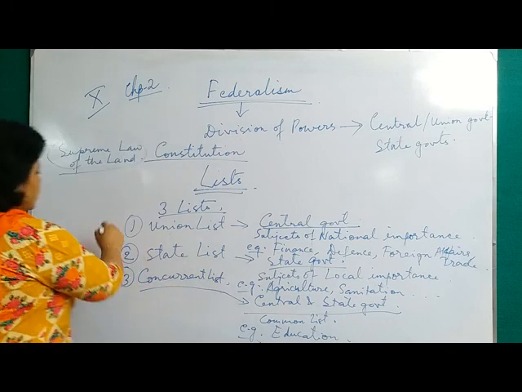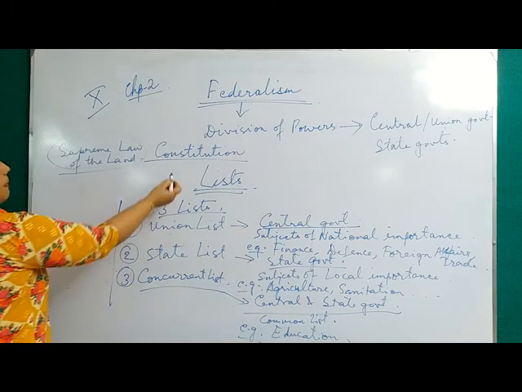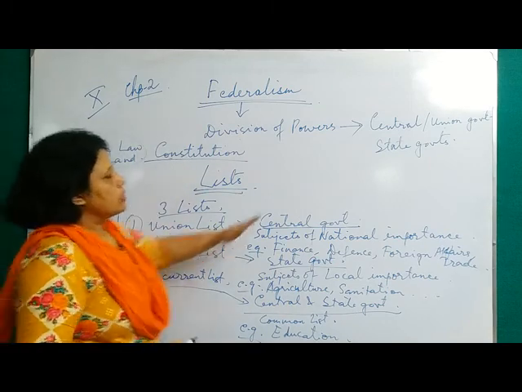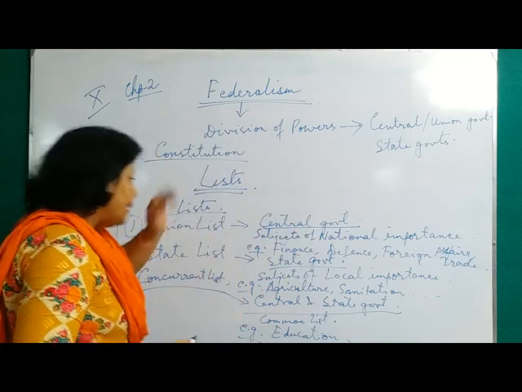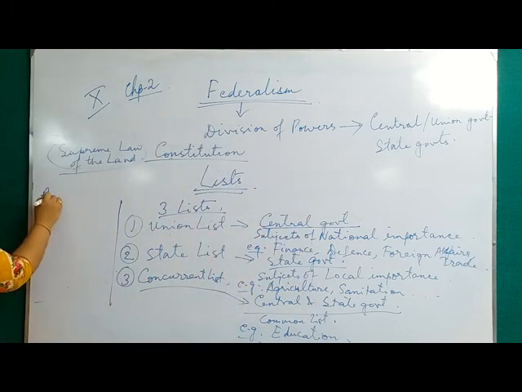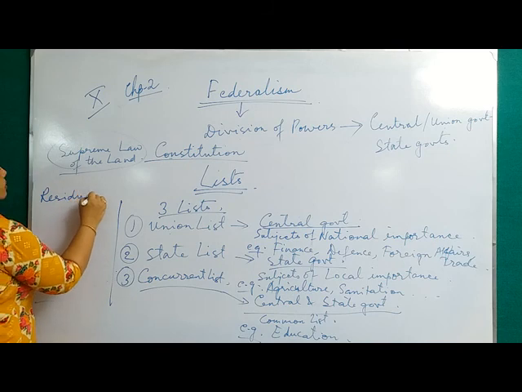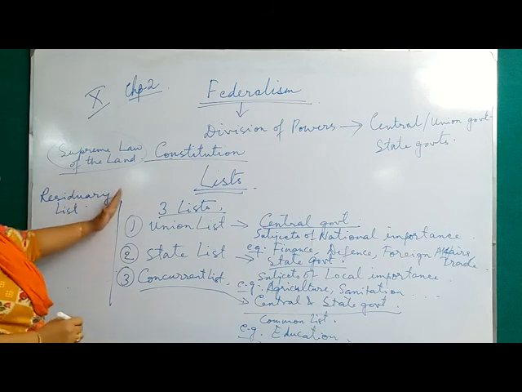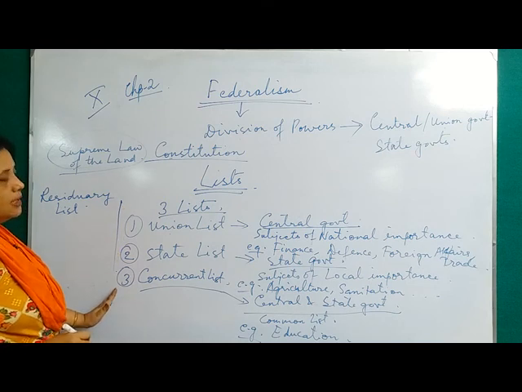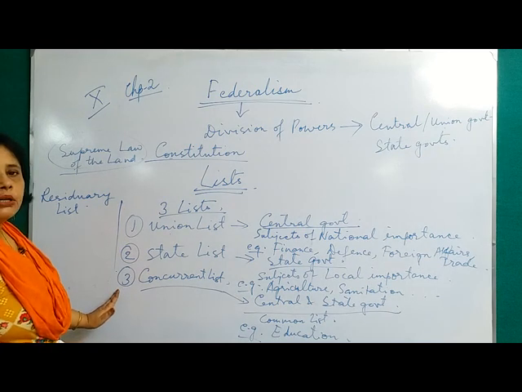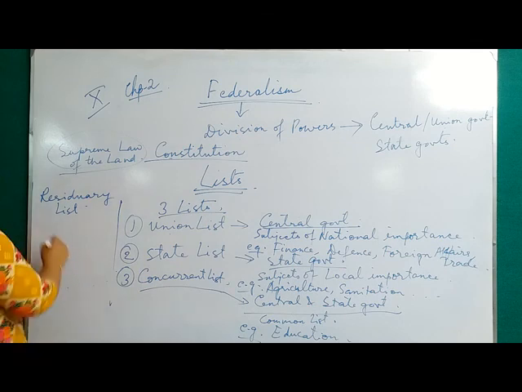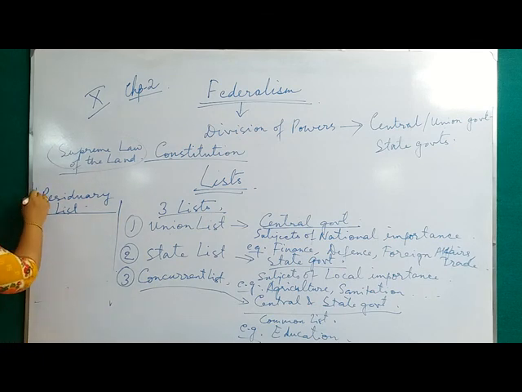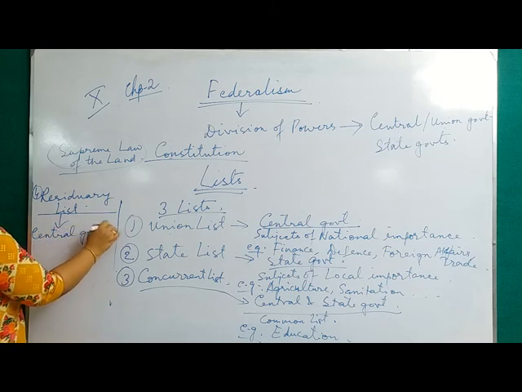So these are the three lists among which the powers are divided by the constitution between the two sets of government. But there is one more list known as the residuary list, which means that any topic left out of these three lists automatically goes to this fourth list, the residuary list, and the central government exercises power over this list.